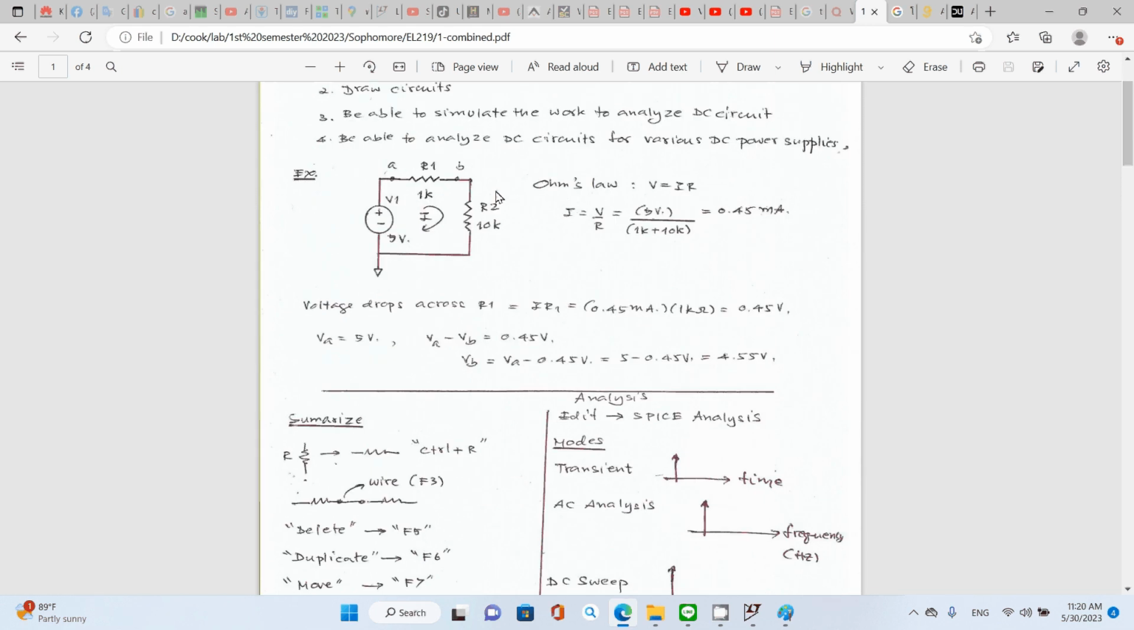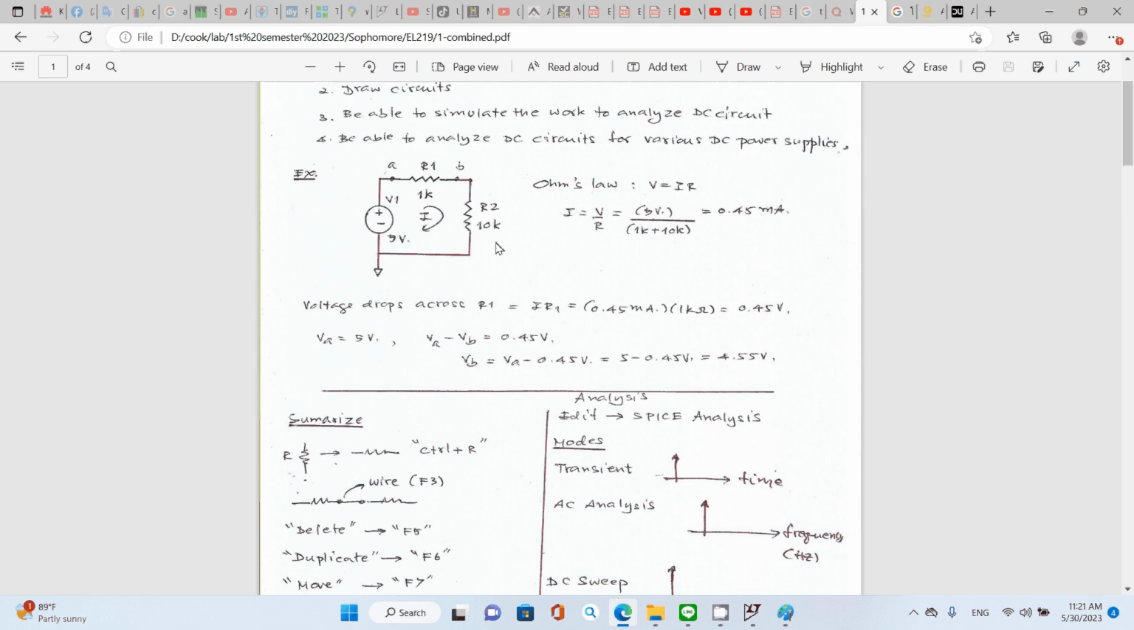Let's take a look. For the simple one, as I mentioned earlier in YouTube series 1, you have only one supply voltage in series with resistor R1 and also in series with resistor R2. R1 is 1K and R2 is 10K.